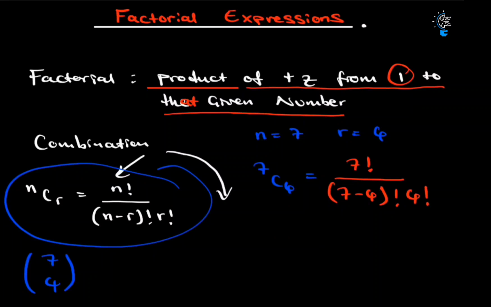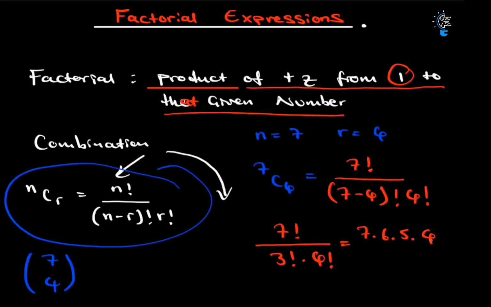And from this part, we can see that 7 minus 4, it's 3 factorial multiplied by 4 factorial. Now we can expand. 7 factorial is 7 times 6 times 5 times 4.